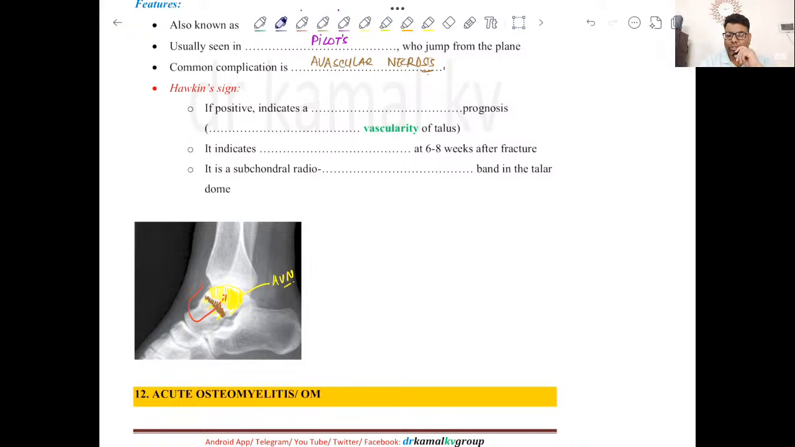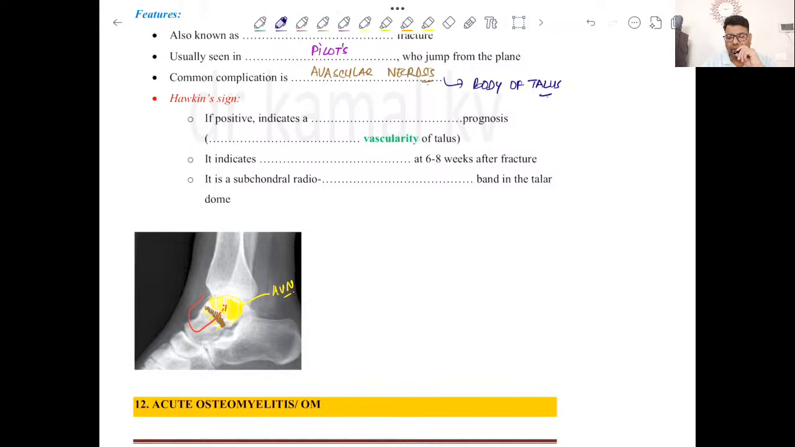So AVN of which area? Body of talus, right? This is because of the peculiar arrangement of the blood supply, which flows from distal to proximal and passes through the neck of talus. So whenever there is a fracture, there is every possibility of tearing of those arteries which supply the body of talus. If these arteries are torn, the body of the talus might become avascular, and then it can go into AVN.